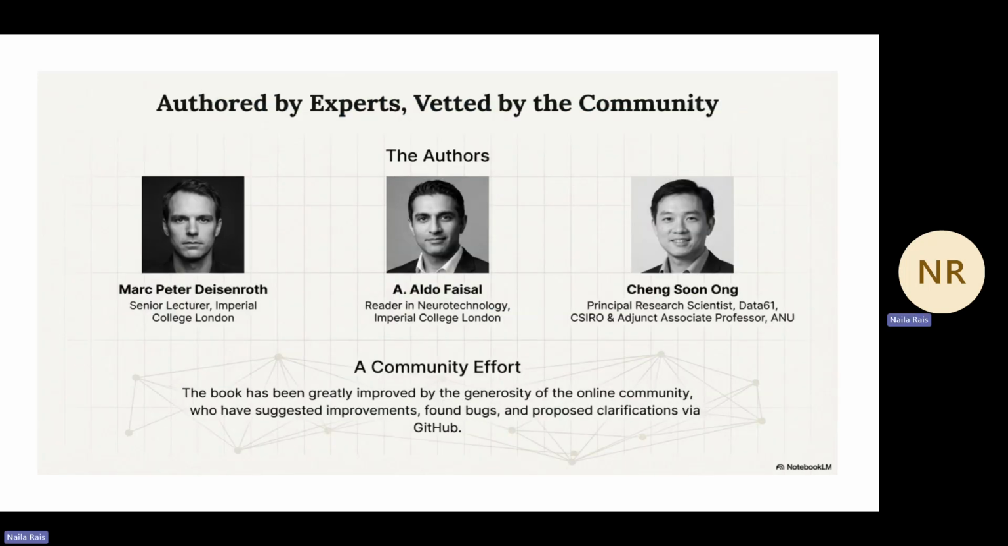So this book is authored by experts and vetted by the community. The authors are Marc Peter, Faisal, and Cheng Soon. So based on this, we can see they are the main people behind this, and it is a community effort. The book has been greatly improved by the generosity of the online community, who have suggested improvements, found bugs, and proposed clarifications via GitHub.